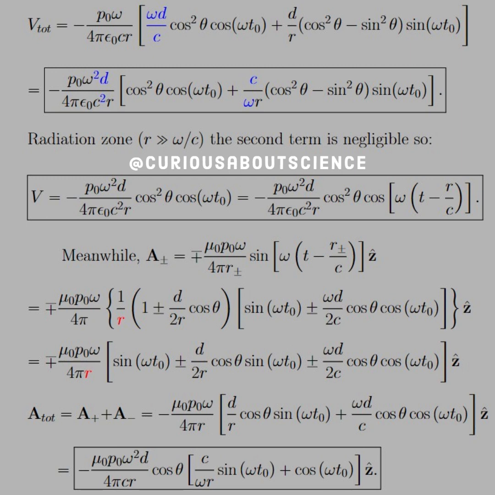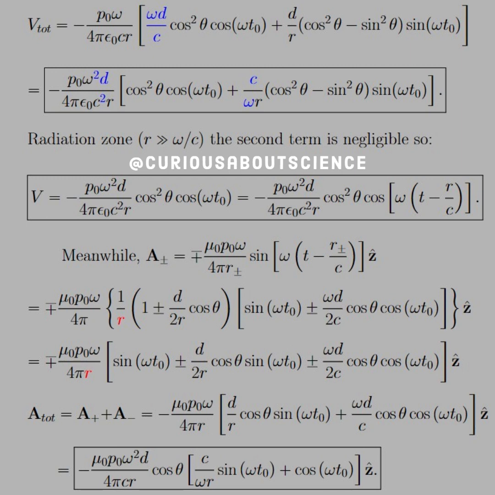But let's note that our underlying assumption for the radiation zone was r is much greater than omega over c. So the second term is negligible. And that was kind of the point. Now we can show that with r being so much bigger, it being in a fraction like that allows it to kind of whimper out. So we don't care about that second term.